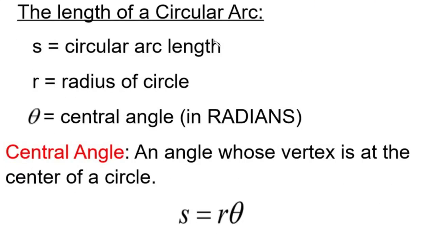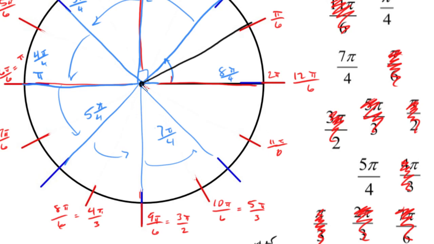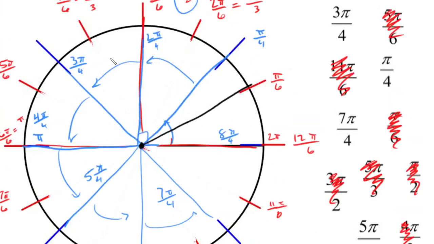Moving on, the last thing we're covering, the length of a circular arc. This doesn't have much to do with what we've been talking about, but we're going to go ahead and get into it. It's just a quick little formula. If S is the circular arc length, and R is the radius of a circle, and theta is the central angle in radians, and a central angle is an angle whose vertex is at the center of a circle, like we've been doing this whole time. All of these angles we're forming are central angles because the vertex of the angle is in the center of a big circle.